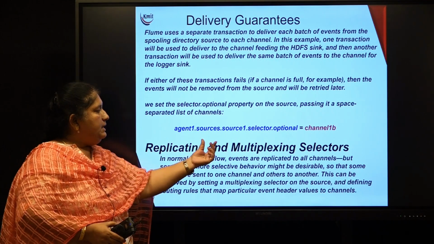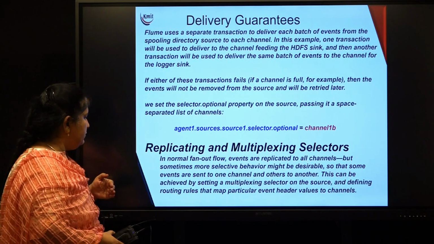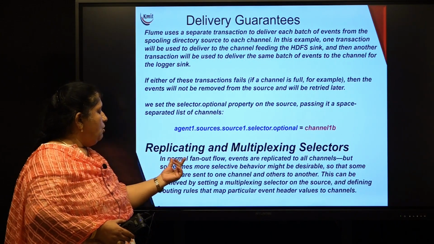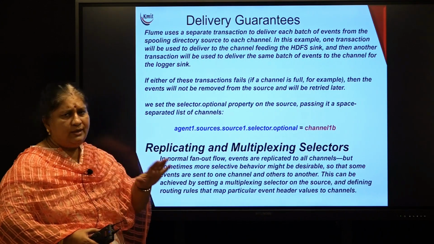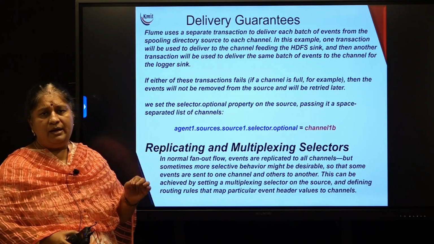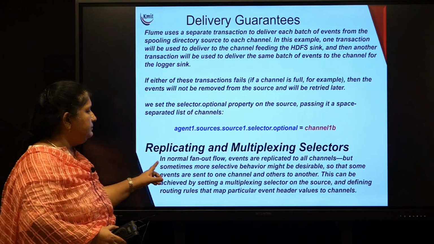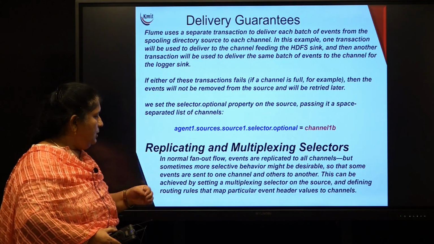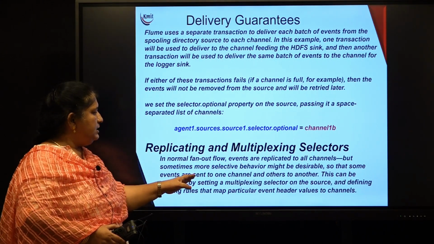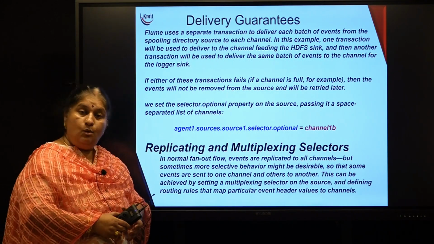Replicating and multiplexing selectors. This is one more concept. How are we trying to work with this? In normal fan out flow, events are replicated to all the channels. As I told, by default all the channels will receive, that is mandatory. But sometimes more selective behavior might be desirable, so that some events are sent to one channel and others are sent to another. What does this mean?